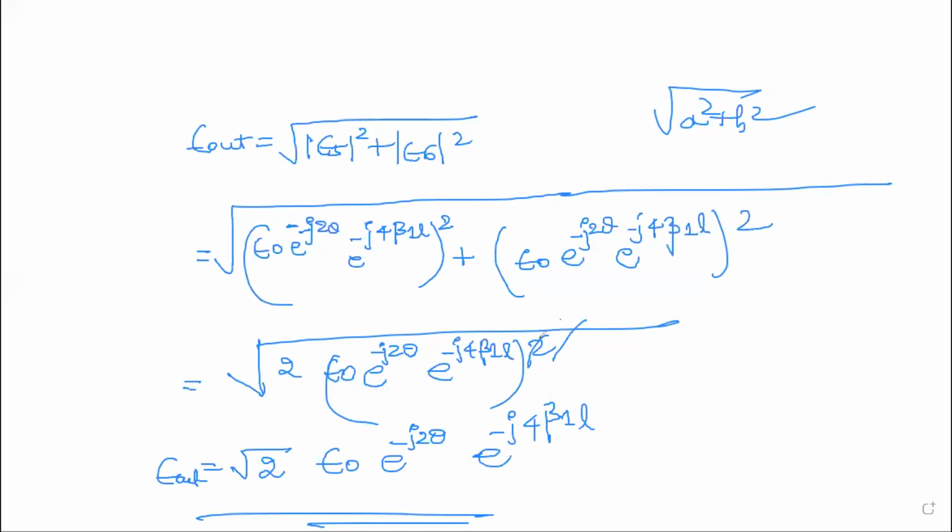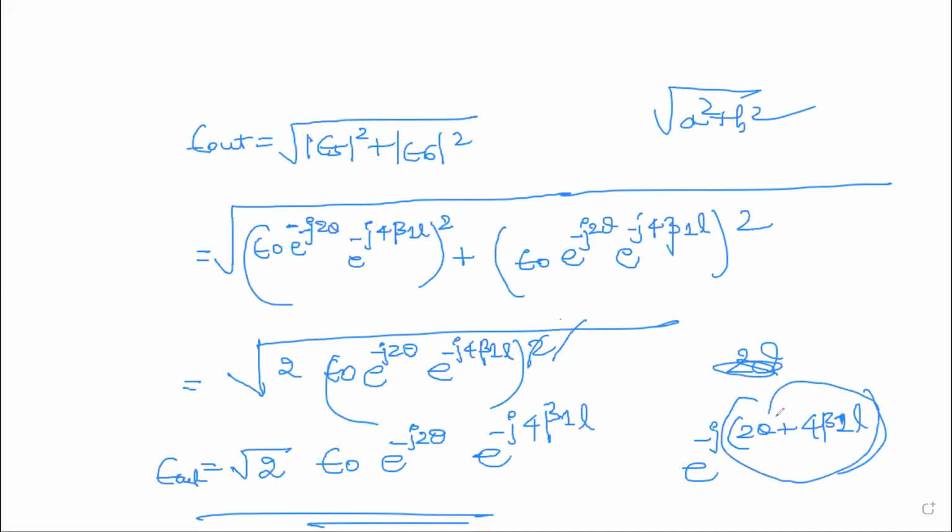Now in this equation, if you see both the waves that you have taken outside of your polarization, it has a phase. The phase of the equation will be 2 theta. The j terms you have, if you write this, will be in terms of e to the power minus j 2 theta plus 4 beta 1 L. So the phase of the equation or phase change will be 2 theta plus 4 beta 1 L.